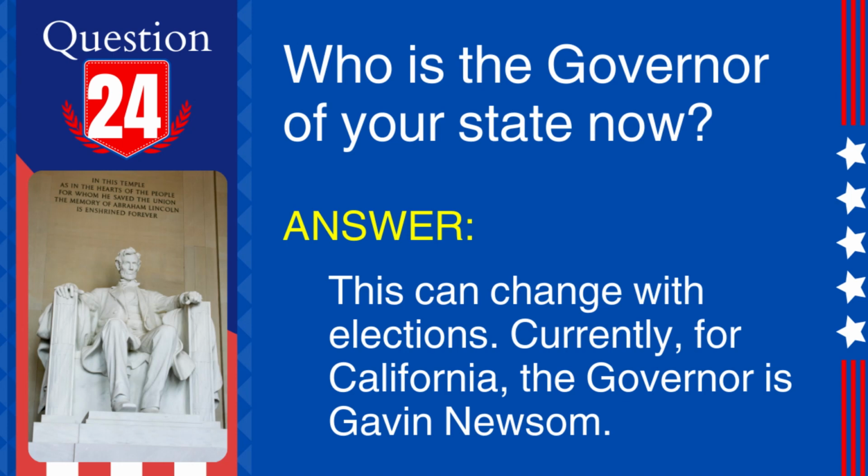24. Question. Who is the governor of your state now? Answer. Asterisk. This can change with elections. Currently, for California, the governor is Gavin Newsom. Explanation. The governor, who is the chief executive officer of a state government, is elected by the residents of that state.